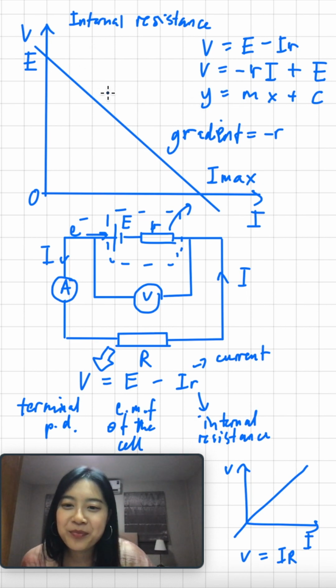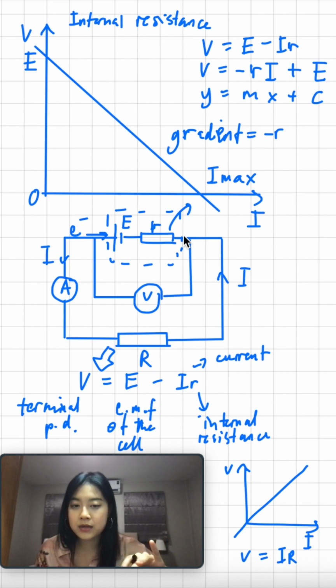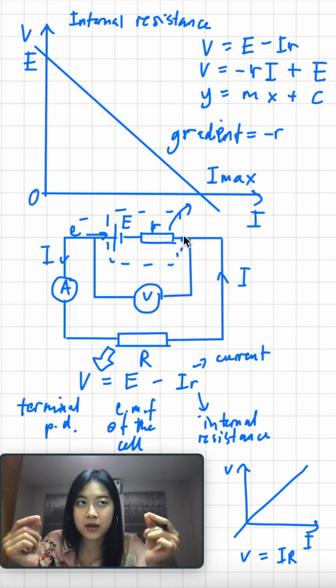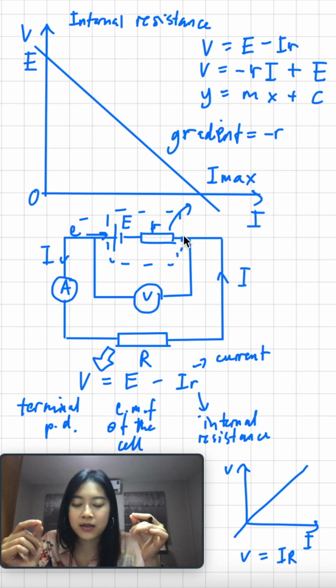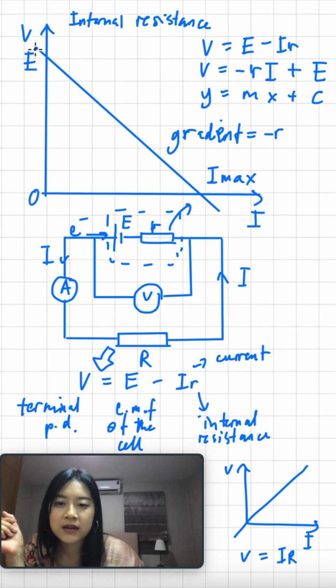First of all, let's look at why E is here. At this point, we have no current going through the circuit at all. And basically what you're doing is you're measuring the voltage directly across the cell. There's no current going through it, so there's no energy being lost. So you're connecting the two ends of the voltmeter across the battery, and it's just measuring the original EMF of the cell, E, before any energy is lost at all. So that's why here is E.